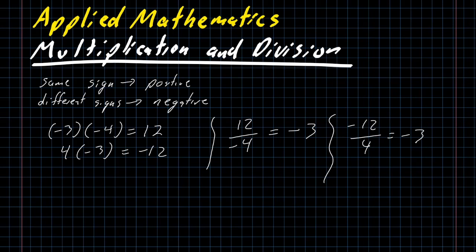The other thing that I want to point out here, if I had that negative in both the numerator and the denominator, -12 divided by -4, now these have the same sign. And when they have the same sign, the result comes out as positive. Right? So negative can be in the numerator, can be in the denominator, but not both.